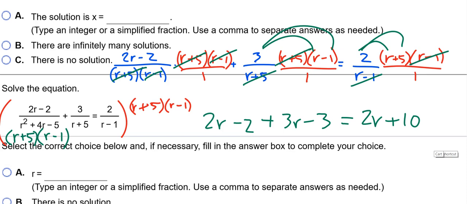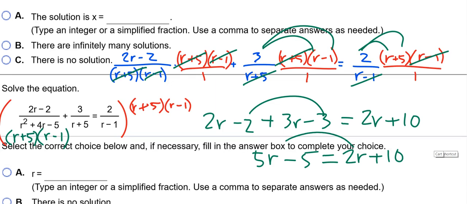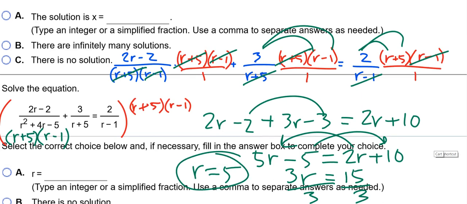Okay, next. Okay, so we get 5r minus 5, because that's all on the same side. Then we can push the r's to one side. How many would we have on the left? 3. We could add the 5 to the right, and now we can divide. And several of you did that, and you got an r value of 5. You are correct.